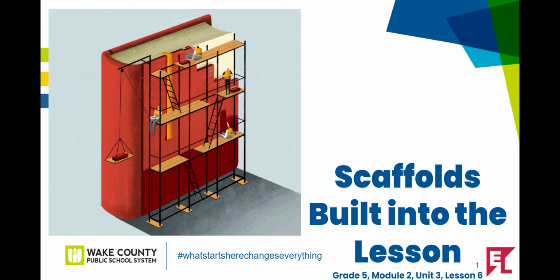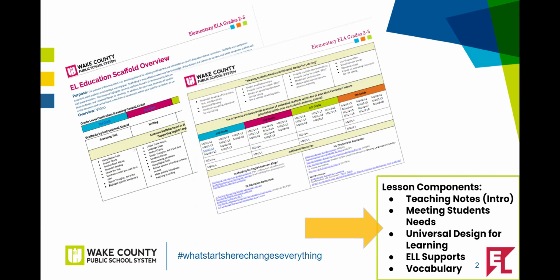Throughout this learning opportunity, we'll focus on examples of scaffolds that already exist within the EL Education lessons, using Lesson 6 from Grade 5, Module 2, Unit 3. An EL Education Scaffold Overview document for elementary ELA grades 2 through 5 can be found in Learning Central under the appendix within each grade level module and in the teacher planning tools for your grade level curriculum. Please refer to this document for additional supports as you plan.